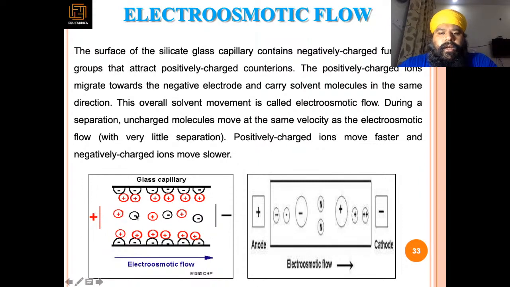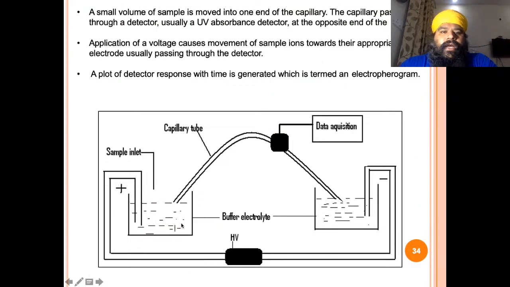So this will be the flow of positive and negative counterions. This is called electroosmotic flow, which will flow from positive to negative. It will be in between. On this basis, we can separate our tubes and put them over the capillary tube, and hence we get the data acquisition and find the results later on.